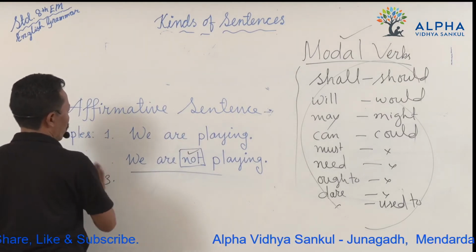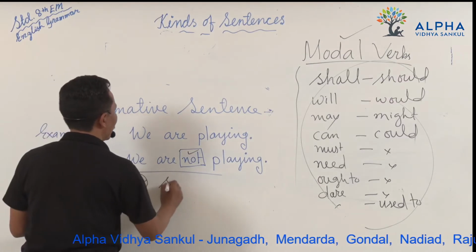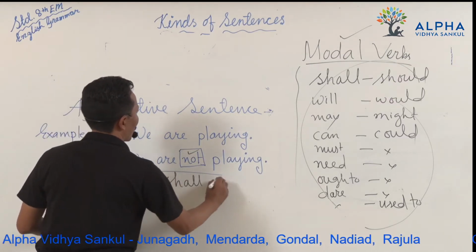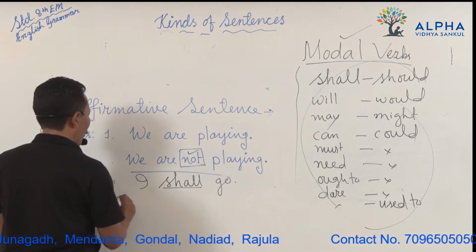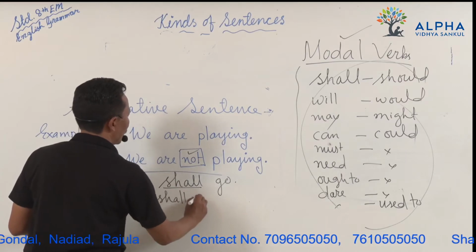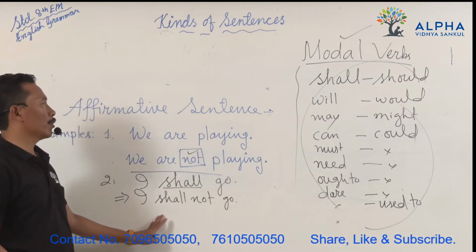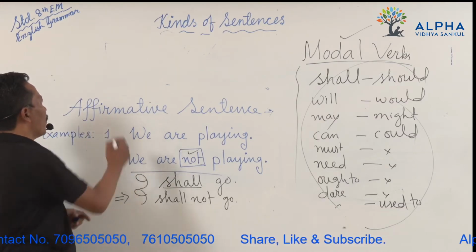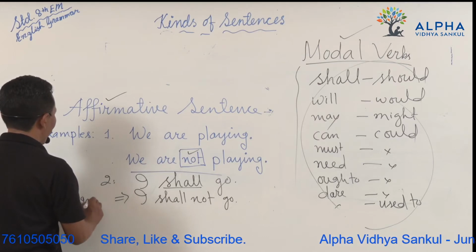Now I'm going to tell you here. See, I shall go. Here the auxiliary verb is shall, and you have to make it like this: I shall not go. Now it is over. So it is very simple, from affirmative to negative.